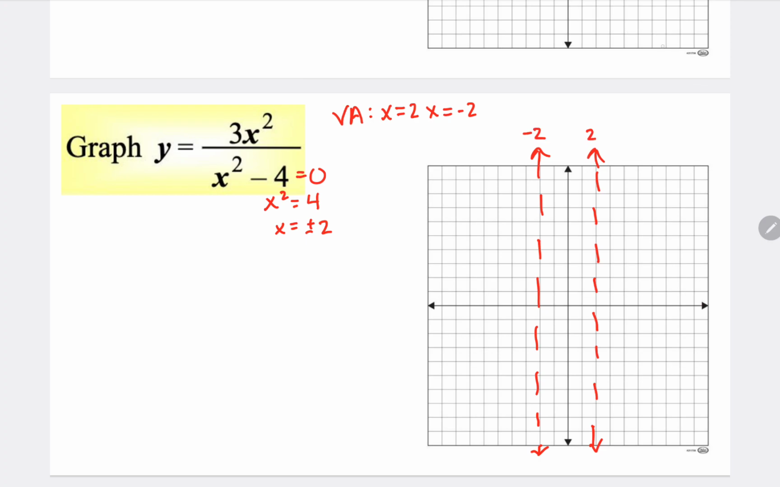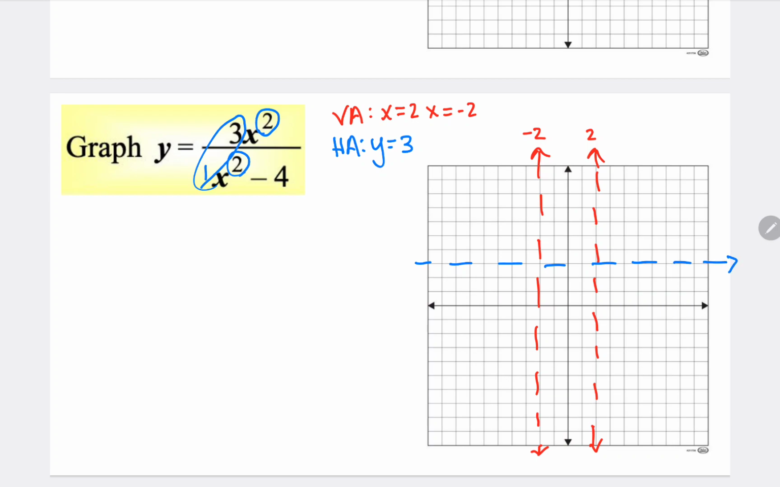For the horizontal asymptotes, I'm going to look at the degrees. The degree matches. Both are quadratic, so we look at the leading coefficients. My horizontal asymptote would be 3 over 1, which is 3. So I've got my asymptotes drawn in. Now I'm going to plug in some points.